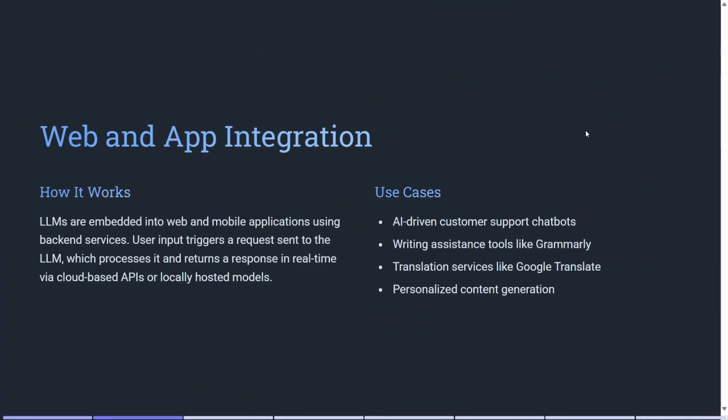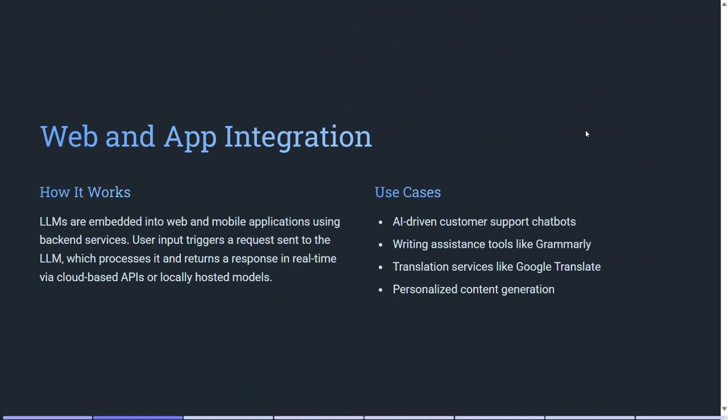First one, web and app integration. How it works. LLMs are embedded into web and mobile applications using backend services. When a user inputs text, the app sends the request to an LLM, which processes it and returns a response. These interactions can happen in real time through cloud based APIs or locally hosted models.